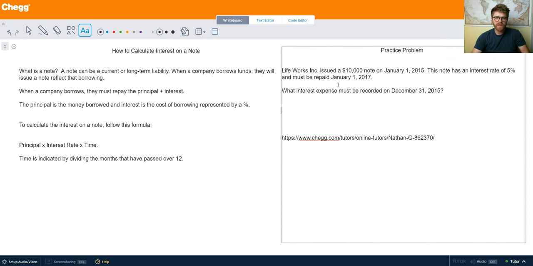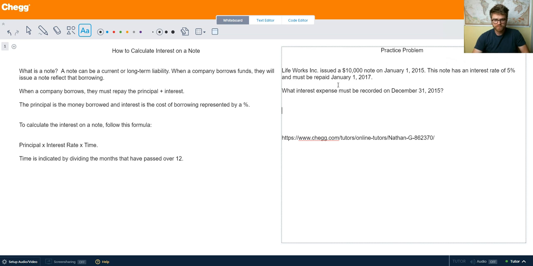Now, the interest rate is annual. So usually an interest rate is given when you borrow money from a lender. Now, to calculate the amount of interest on that note, and once again, a note is when you borrow money, you're issuing a liability saying, I'm going to owe that money back later on in the future plus interest.